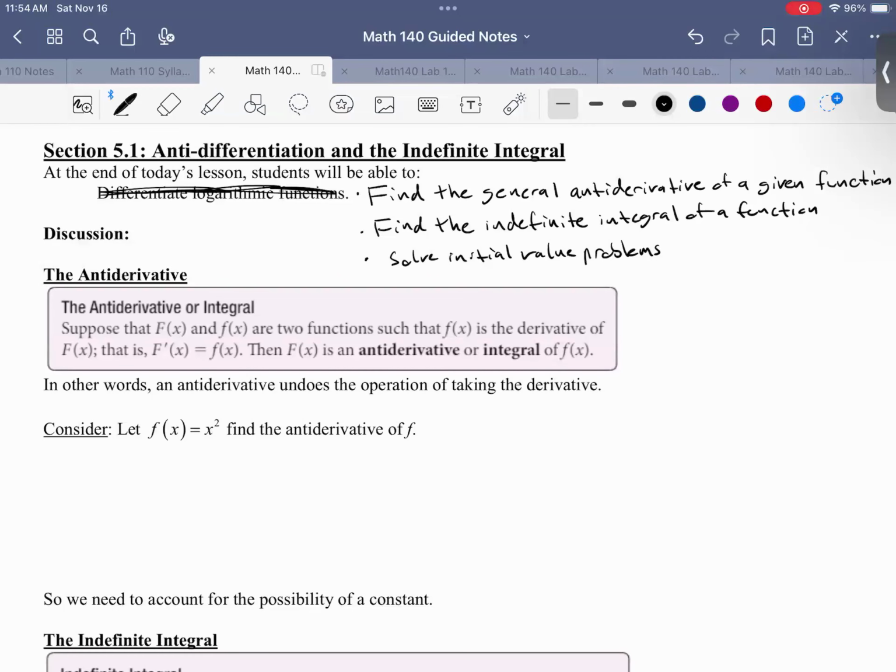Hi, everybody. Welcome to section 5.1, anti-differentiation and the indefinite integral.